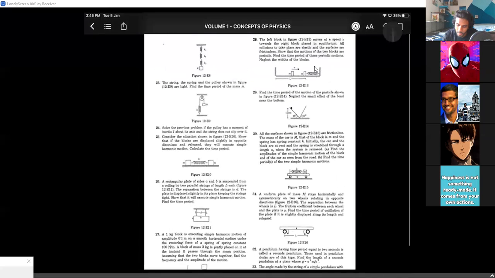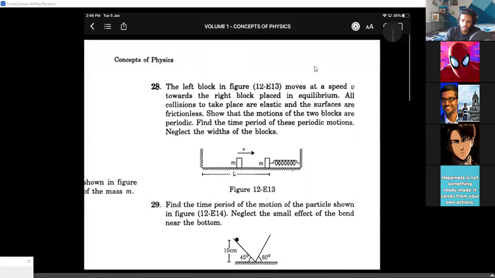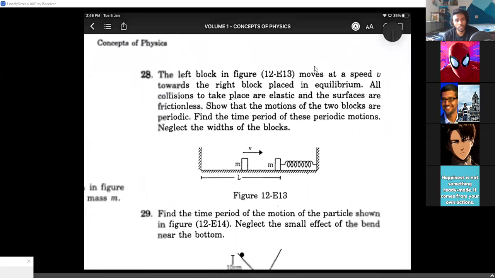Even if we don't consider the bend, it won't be an exception. Even if we consider it or don't consider it, it's not an SHM. I'm just saying it's not really the right way to put a problem. I just didn't like the way it is. You can frame it better. It's a periodic motion and he's asking the time period. It's just a simple periodic motion.